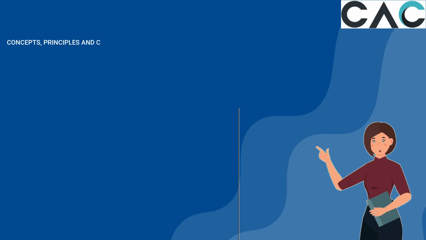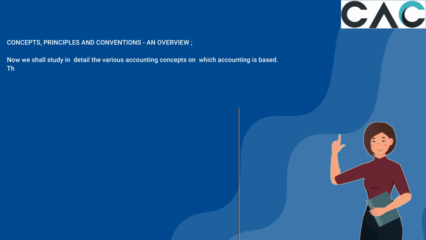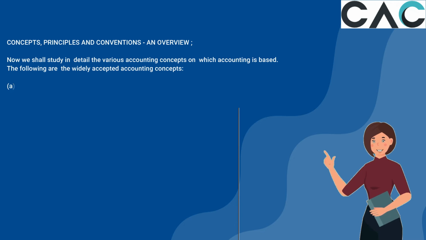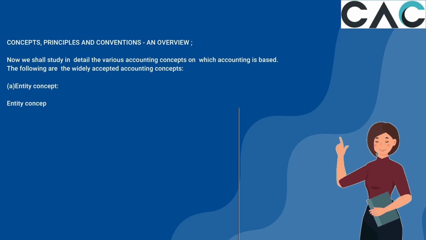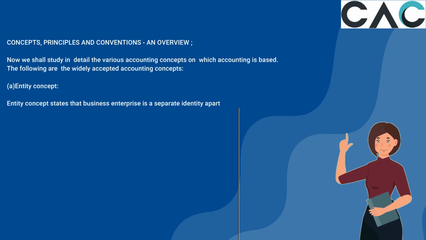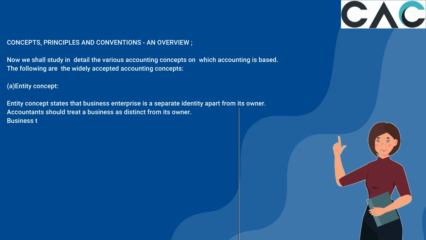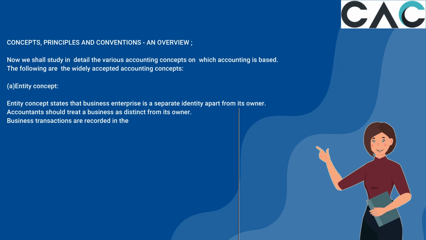Concepts, principles, and conventions: an overview. Now we shall study in detail the various accounting concepts on which accounting is based. The following are the widely accepted accounting concepts. A. Entity concept. Entity concept states that a business enterprise is a separate identity apart from its owner. Accountants should treat a business as distinct from its owner.